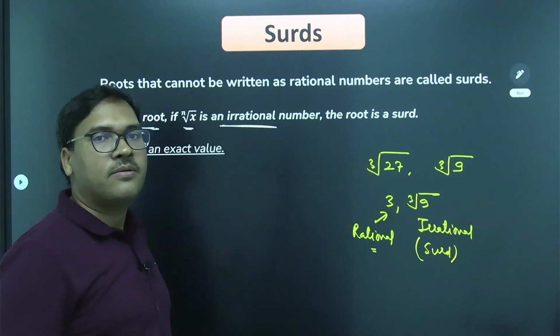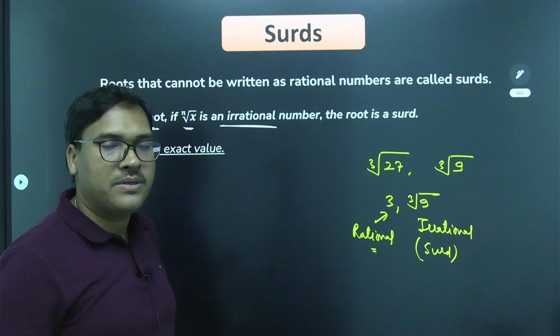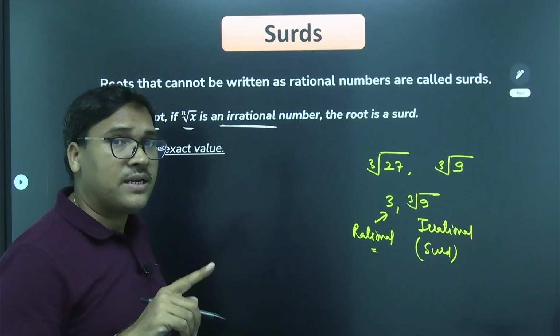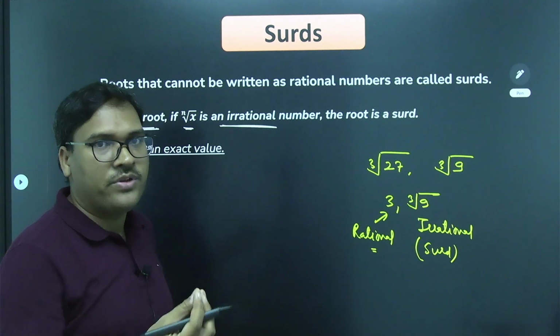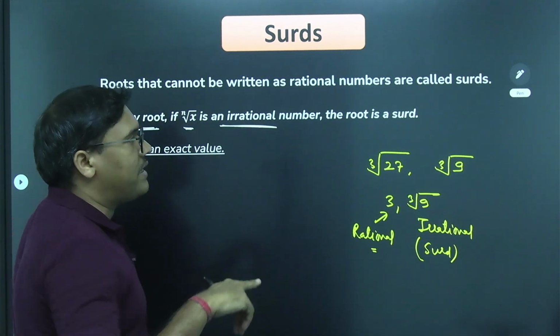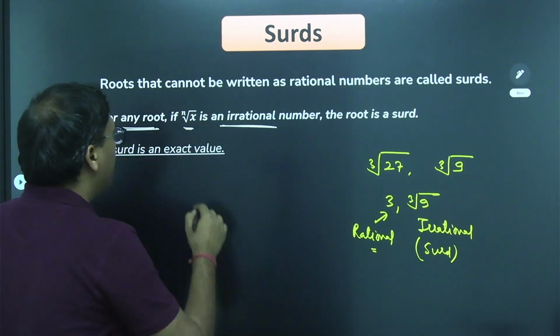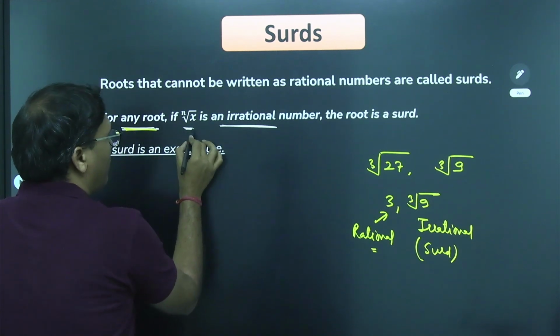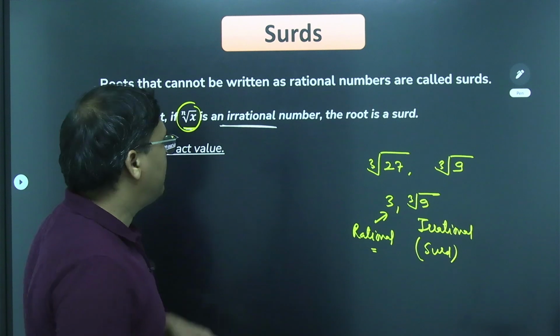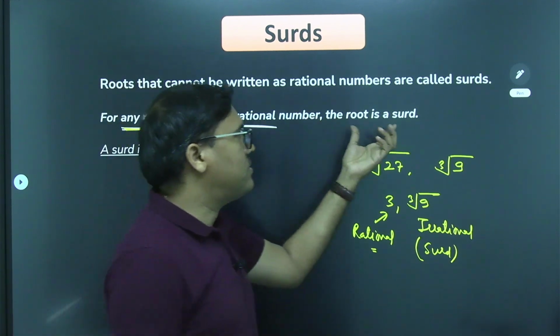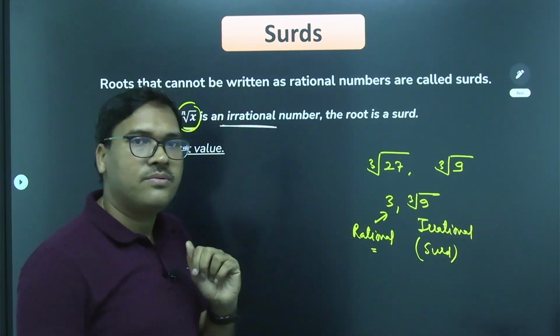Pi is not a surd. Pi is also an irrational number, but still it is not a surd, because it is not the nth root of a number; it is not some root of a number. So, that is what we are saying here: if the nth root of x is an irrational number, it is called a surd. That is the meaning of surd.